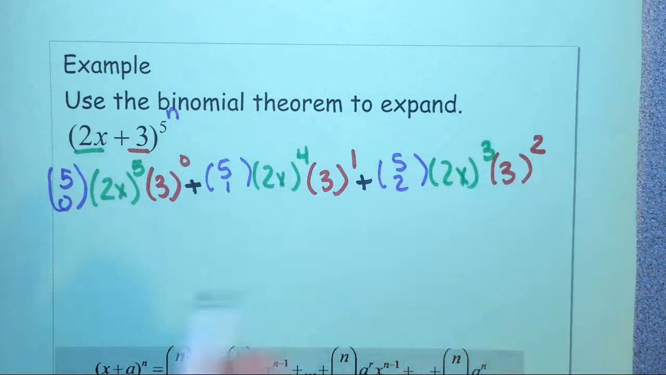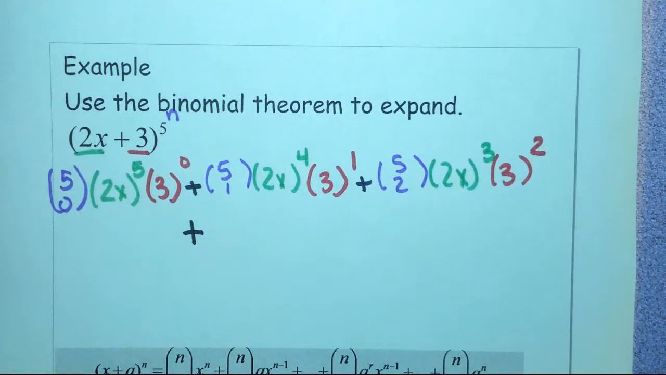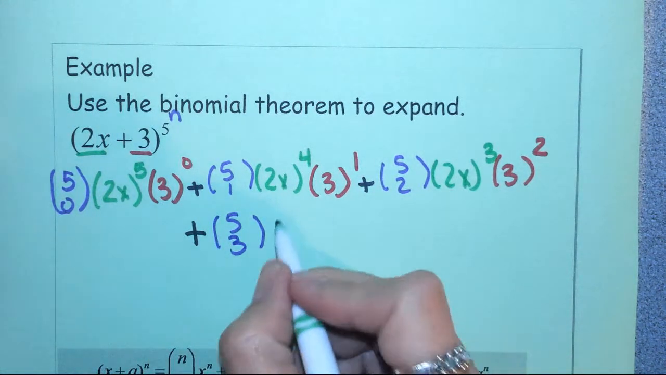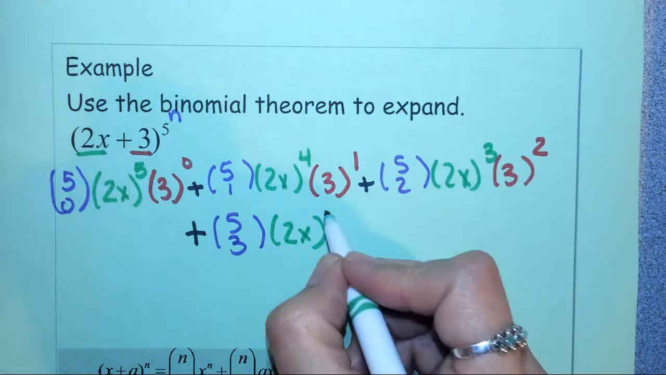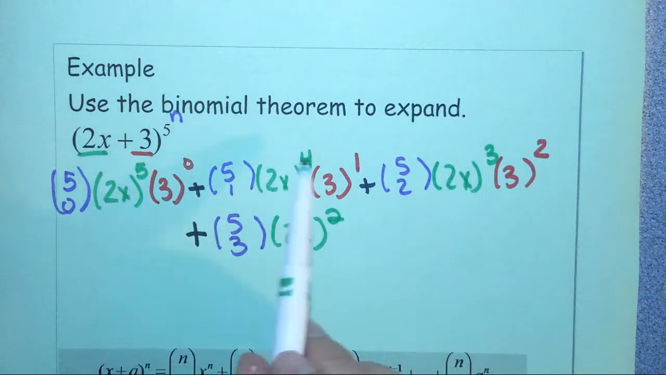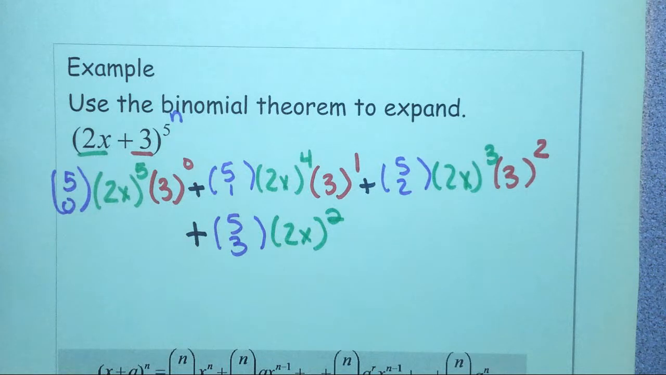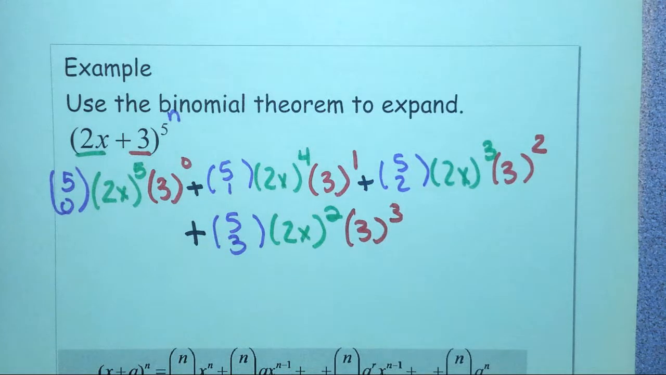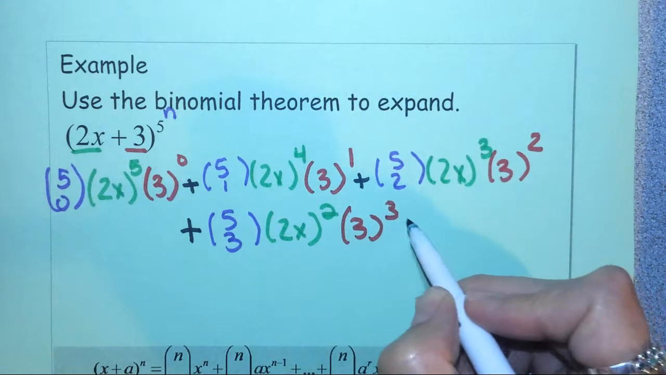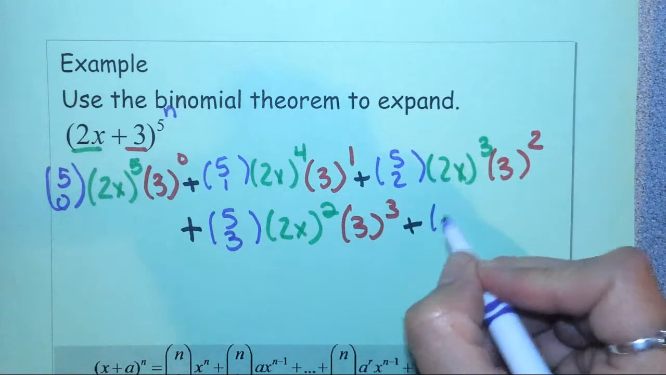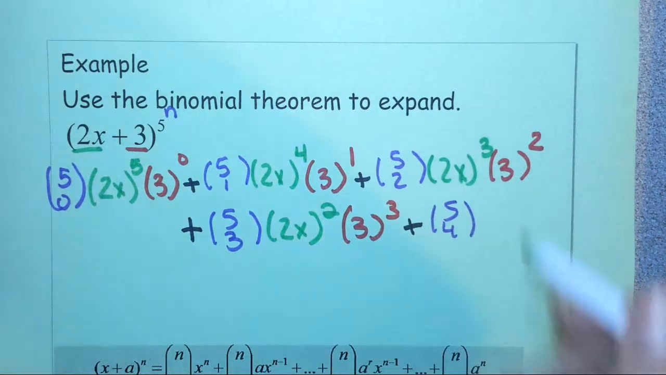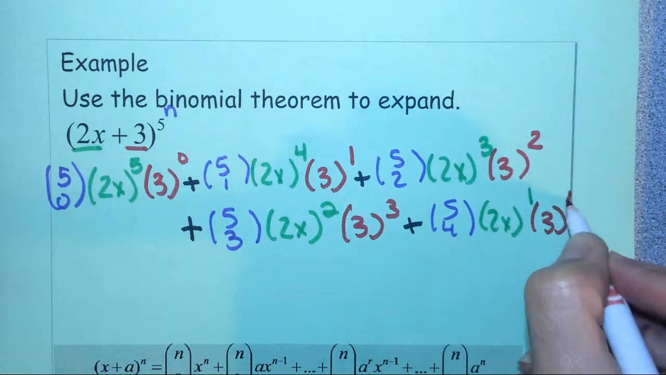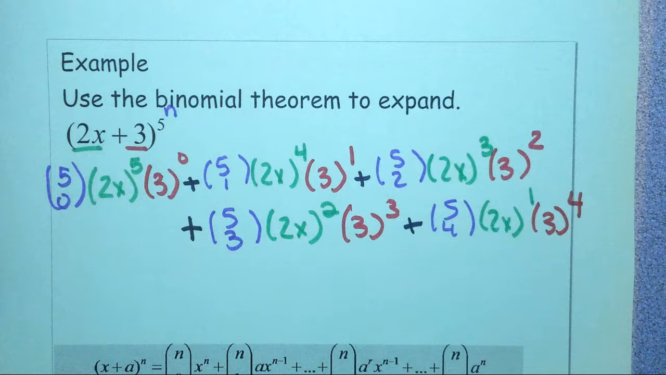And this happens to me a lot. I already ran out of room, so I'm just going to come down here and continue. So I had 5 choose 2, 5 choose 3, 2x squared. Remember, the green ones are going down: 5, 4, 3, 2. The red ones are going up: 0, 1, 2, 3. And I have to keep going until I get 5 choose 5, and I'm not there yet. I'm at 5 choose 4, so we're almost there. 2x to the 1st, and then 3 to the 4th. Okay, I got one more to do.